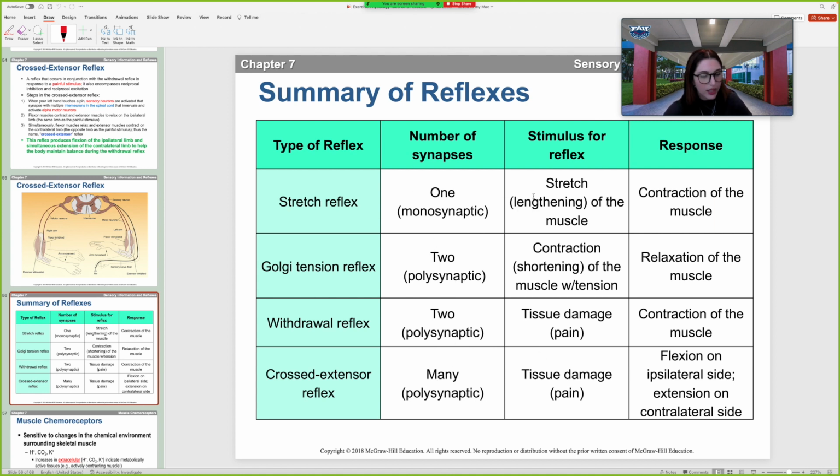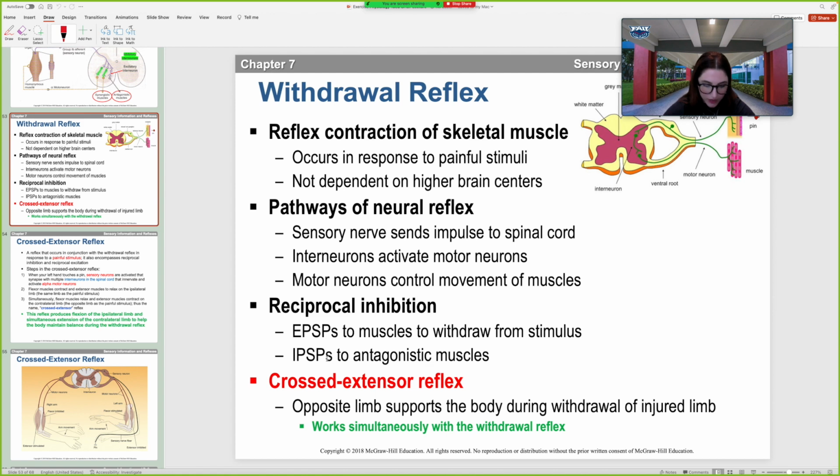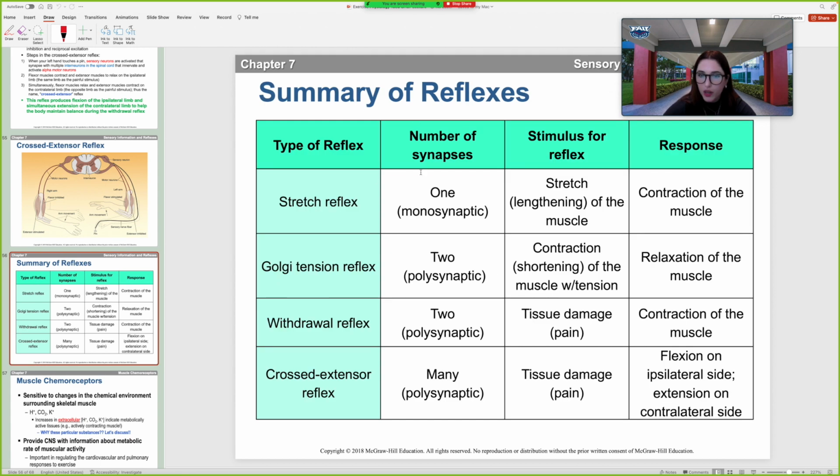Now, what do I want you to know about these things? I want you to know that the withdrawal reflex occurs in response to painful stimuli, that it involves reciprocal inhibition, and that it works simultaneously with the crossed extensor reflex, right? It's part of that. I also want you to know which ones are polysynaptic and which ones are monosynaptic. Okay, and let's move on to chemoreceptors.